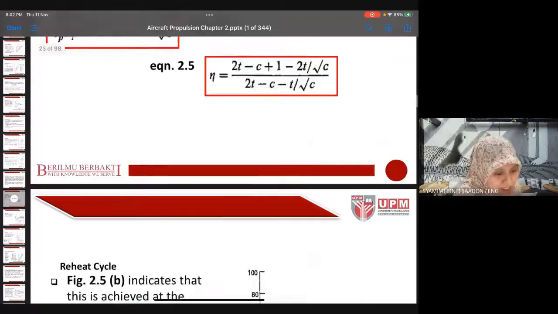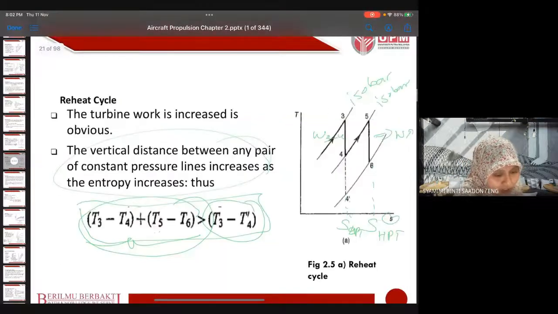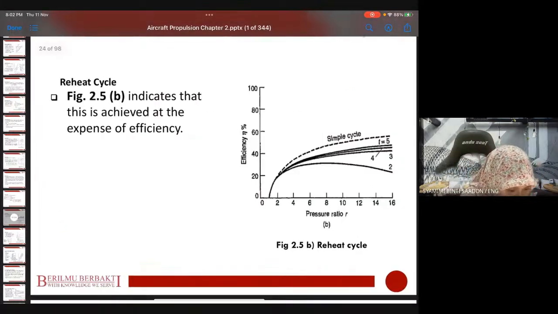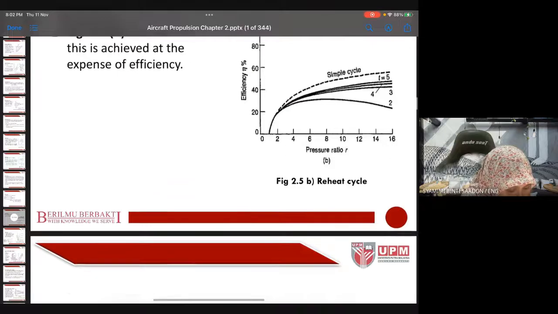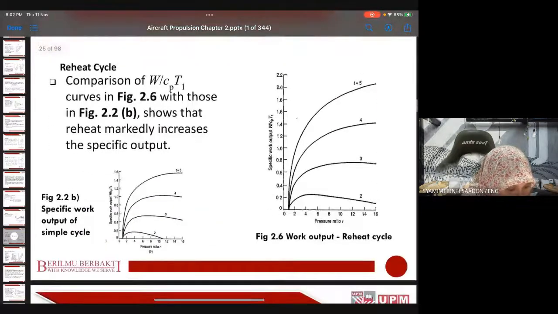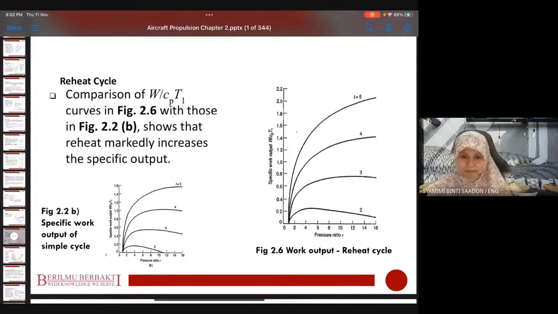Because we saw just now, when we use this reheat, we have to burn it one more time. So when we burn it, of course we want to heat, we use more fuel. The combustion process happens one more time after that. So it uses more heat, we need more heat supply. So that's why the efficiency reduces. That's the reason. However, work output can be increased.